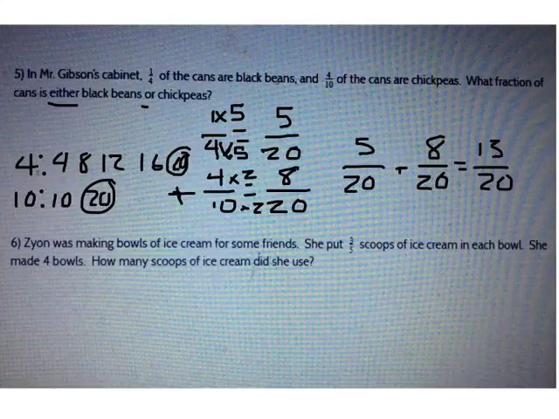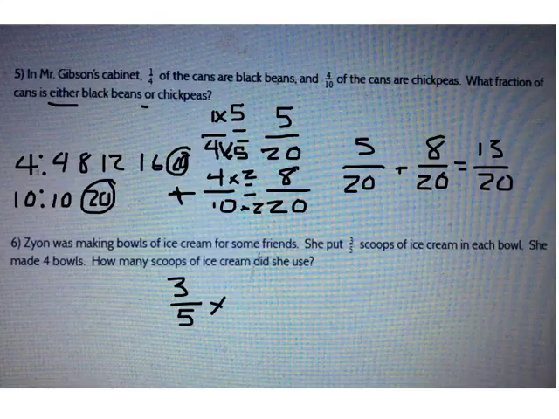Zion was making bowls of ice cream for some friends. She put 3/5 scoops of ice cream in each bowl. She made 4 bowls. How many scoops of ice cream did she use? Well, what operation should I use to solve this problem? I'm multiplying because I'm repeatedly adding 3/5 scoops of ice cream 4 times. So I need to multiply 3/5 times 4.